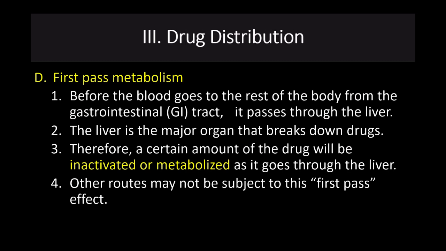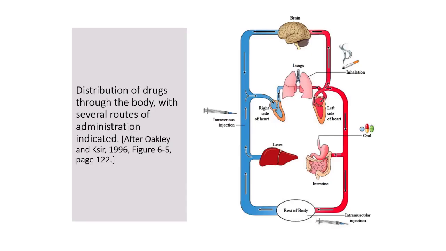So other routes might not be subjected to this first-pass effect, in particular things like inhaled drugs are not going to go through the liver first because they're going to go straight into the arteries and to the brain. Other drugs, as they're going through your blood, may go through the liver or may not, depending on where they're injected. So it's an important part of understanding how these processes work.